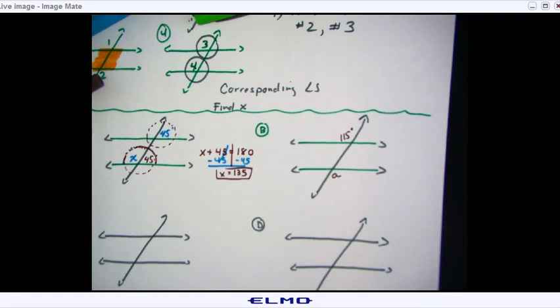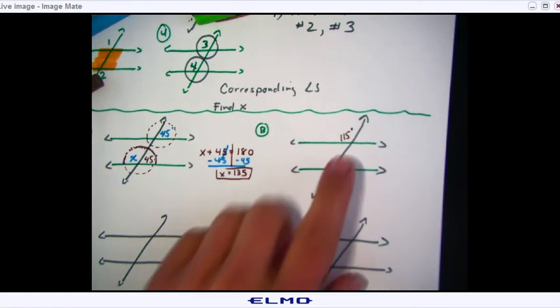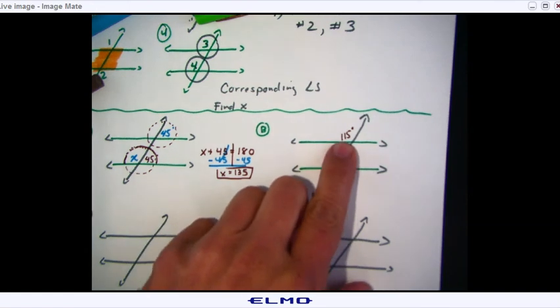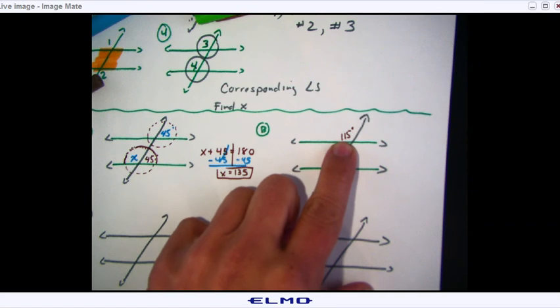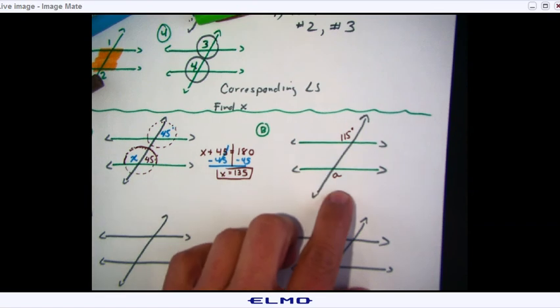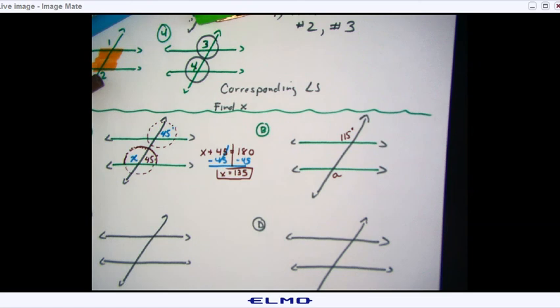All right, so the next problem. You got, again, parallel lines crossed by a transversal. Now here you have 115 degrees on the upper parallel line, and then on the lower you got the A. So that means I'm going to have to draw circles. Let's go ahead and draw the circles. Ready? Go.